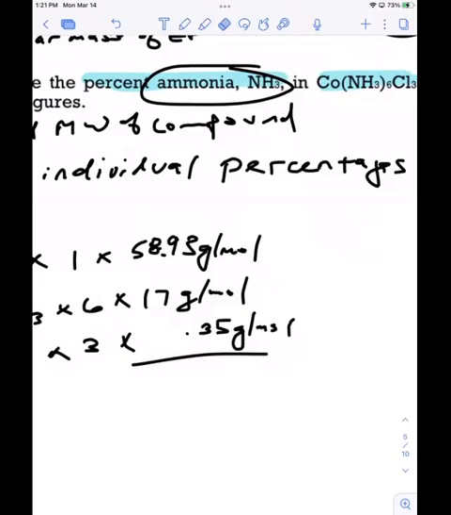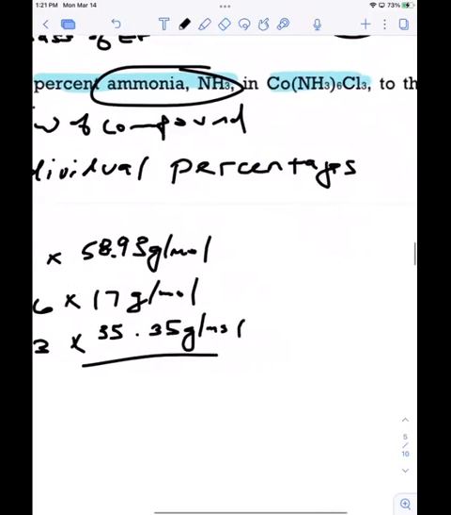$35.35. I got 111.28 for the ammonia. I mean, I'm sorry, for the chlorine. Oh wait, no, I'm sorry. That was the total for all of them. That's my bad. So you said 111.